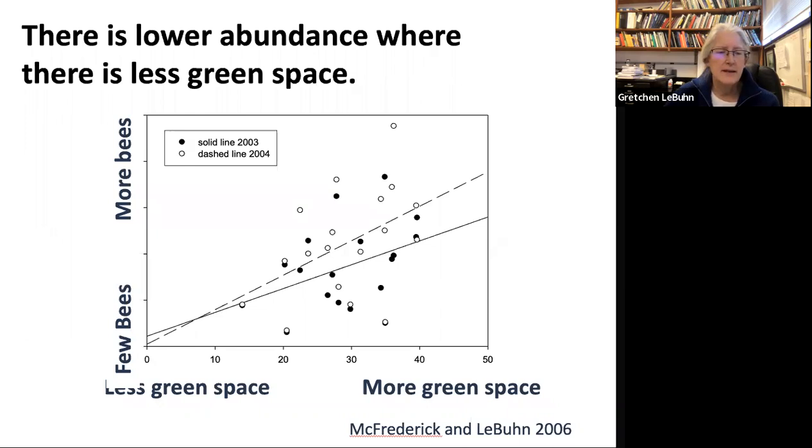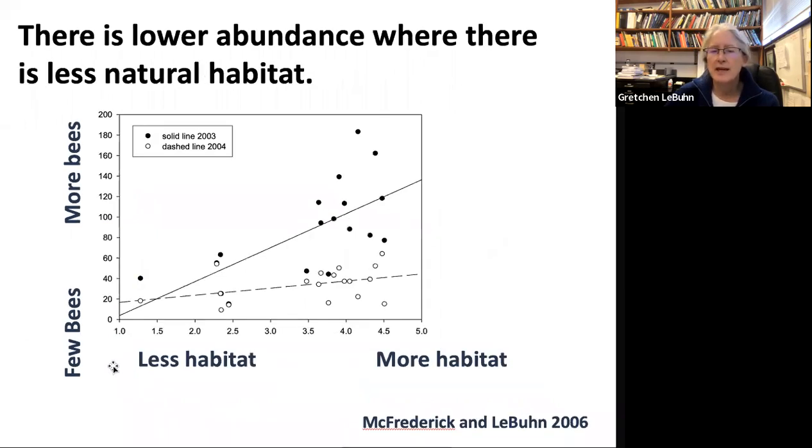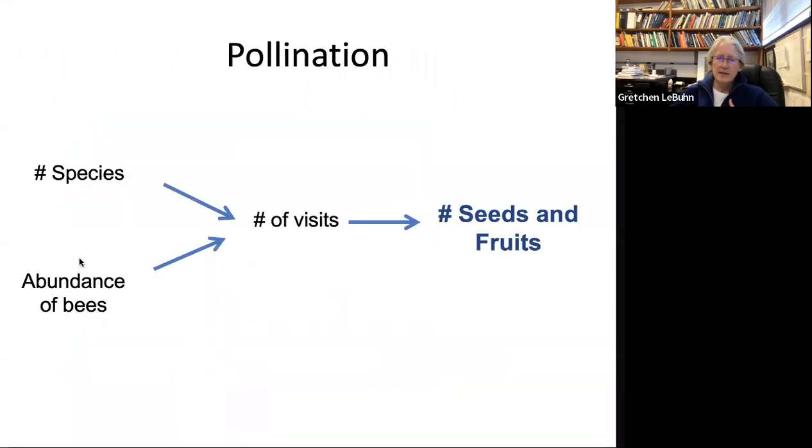We also saw the same sort of thing when we looked at habitat. In areas that had less natural habitat versus more natural habitat, we saw an increase in the number of bees. This was really one of the first studies to look at this type of relationship. Since this time, there have been numerous studies that have documented exactly the same factors all over the globe. So we see that the abundance of bees has been declining, the number of species has been declining. And the next question is, what does that really mean for the number of seeds and fruits?